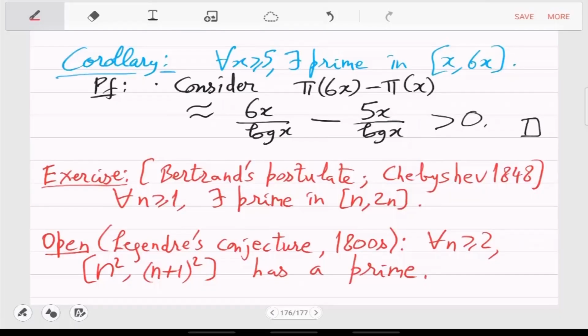So last class we finished the proof of density of primes between x by log x and 5x by log x, which also means that there is always a prime between x and 6x, and in fact you can strengthen it and say that there is always a prime between x and 2x.